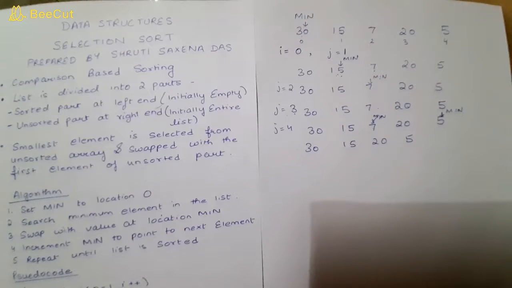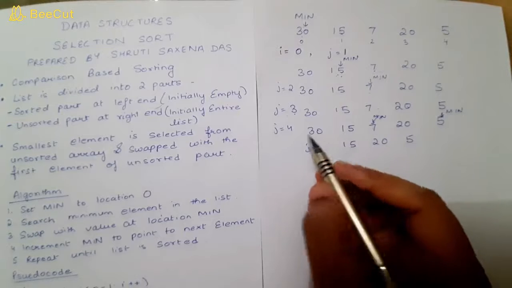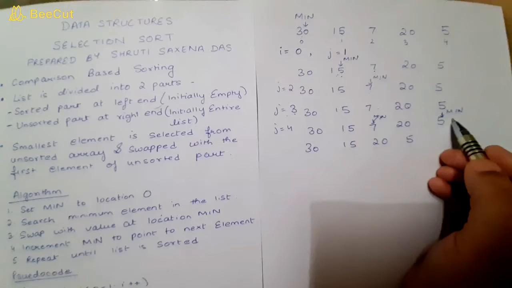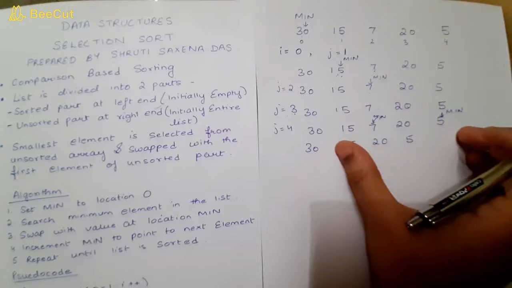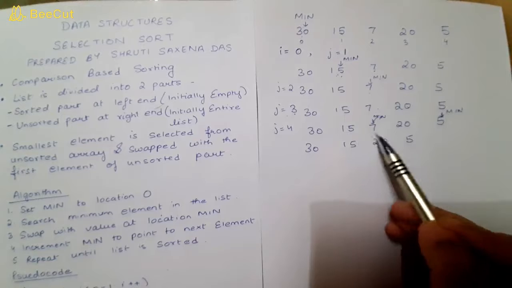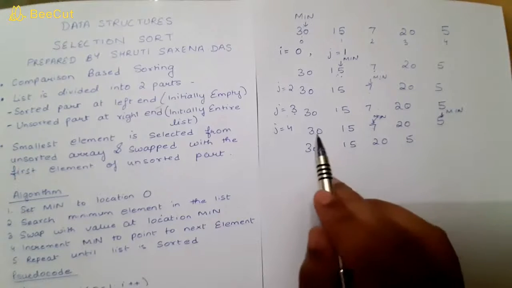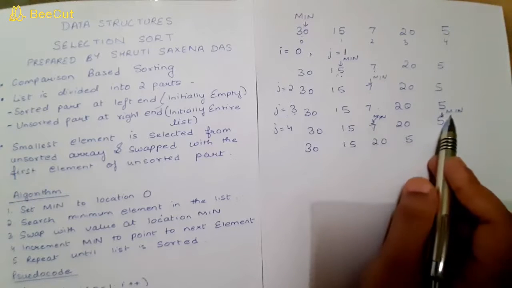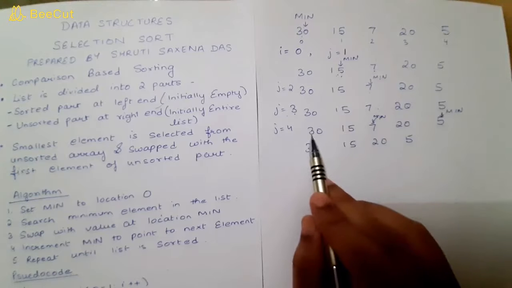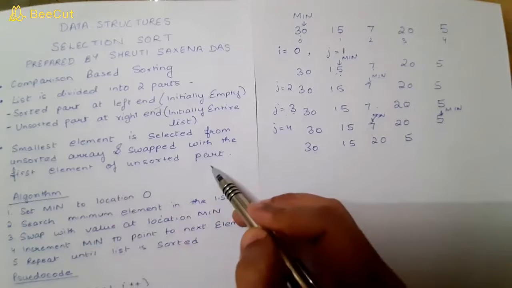Okay. So in this case, now see, j value is 4, that means the j loop is finished. Now after this, when you have checked each and every element in the array, you need to swap. After finishing, you need to swap the value at min with the first value of the unsorted array. We need to swap with the first element of the unsorted part.